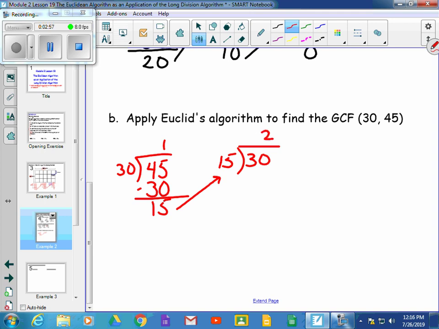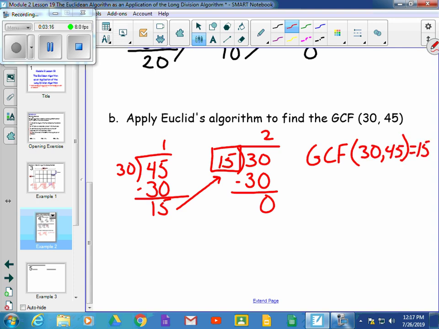Goes in there twice. Do I have a remainder of 0? Yes. What's the final divisor? 15. So the greatest common factor of 30 and 45 is 15. We found that by using Euclid's algorithm.